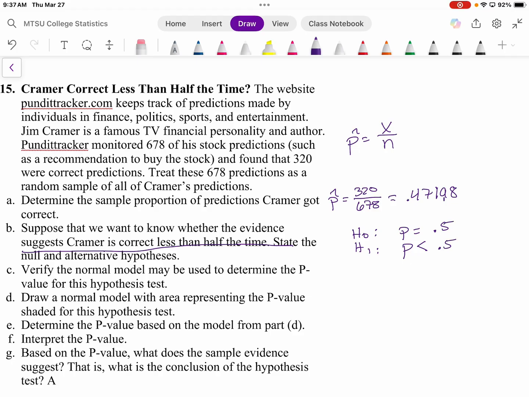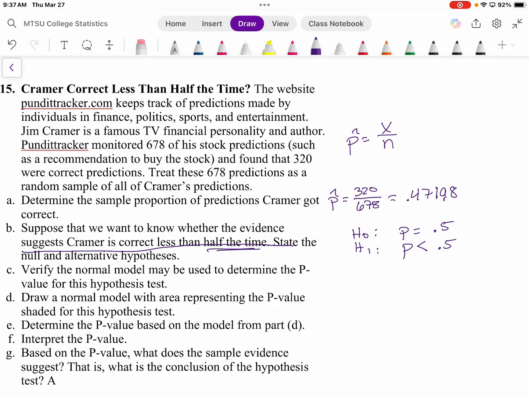Now again, our p-hat, that number, does not get used here. Our p-hat does not get used in the null and alternative hypothesis. It gets used later on in the calculations, but it does not get used in the null and alternative hypothesis. They say less than half the time, so that half the time is the 0.5.